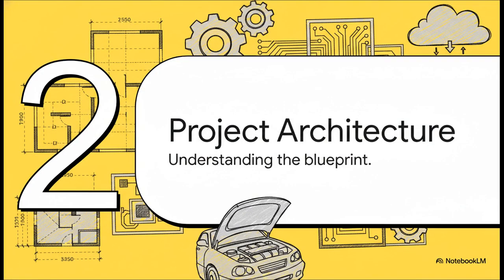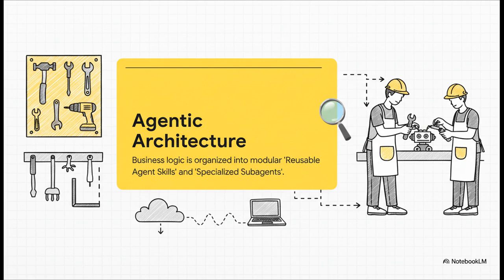Okay, so we know what the app is. Now for the fun part. Let's pop the hood and see how this thing is actually built. Understanding the architecture is kind of like looking at an architect's blueprint for a house. It shows you exactly where everything is supposed to go, and more importantly, why. So this project uses something called an agentic architecture. Now I know, that sounds super fancy and complex, but the idea behind it is actually simple and really powerful.